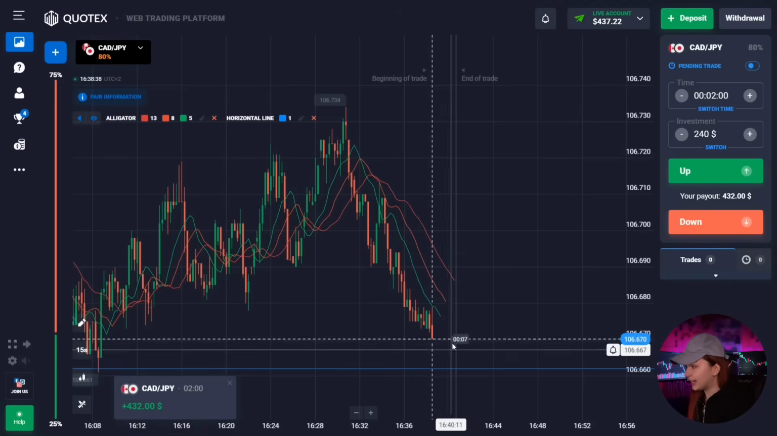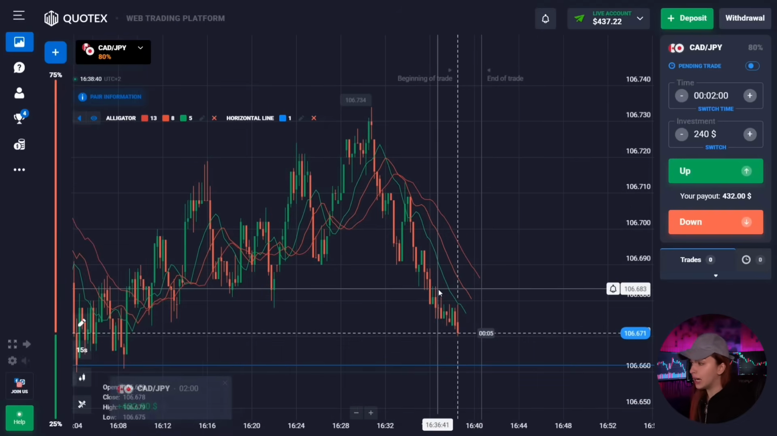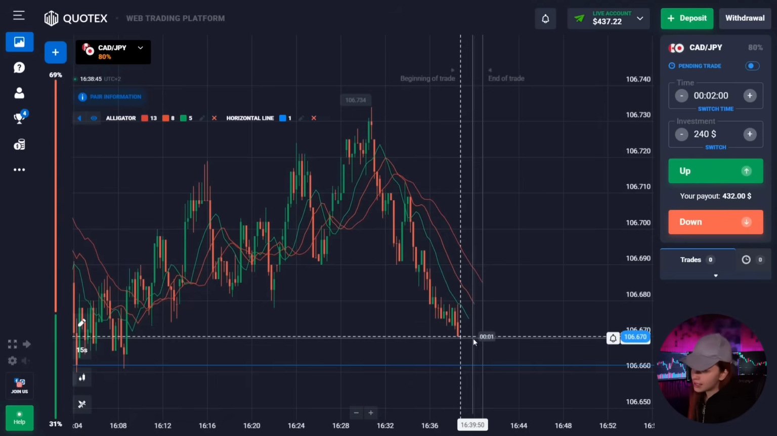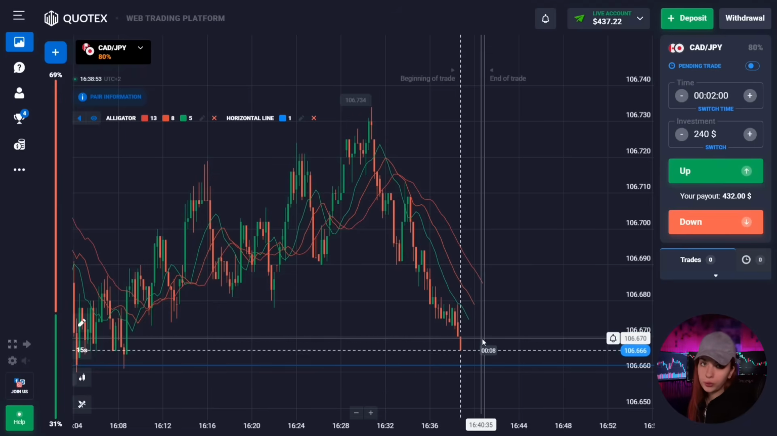Guys, that's amazing. As you can see, the price continued to move down to the support level. We got the profit here, and 2 minutes was quite enough for us. Also, the indicator was right again and suggested a good entry point. Guys, the price had really good potential for going down, so let's continue.